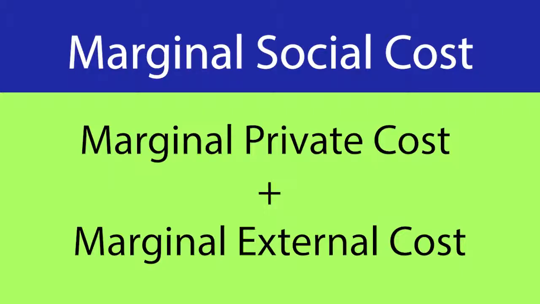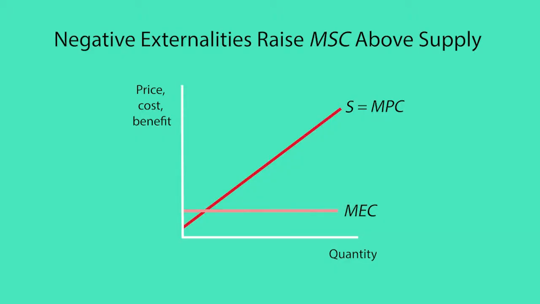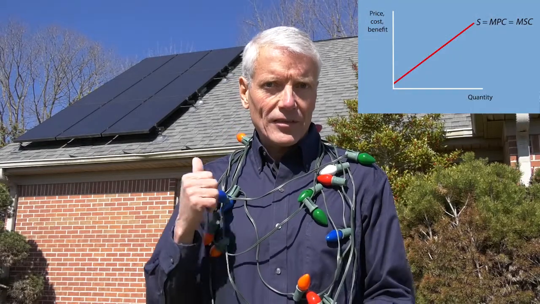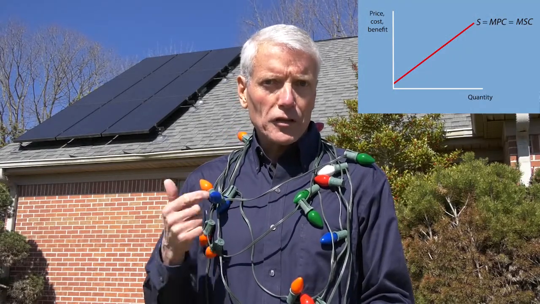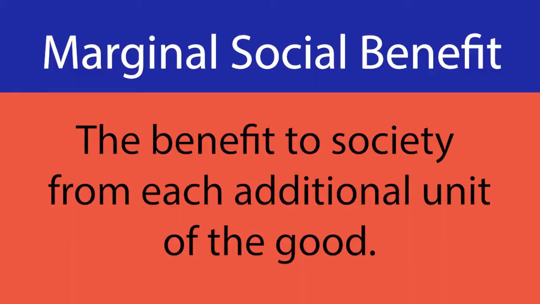Society as a whole pays the marginal social cost, which is the sum of the marginal private cost and the marginal external cost. The existence of the marginal external cost places the marginal social cost above the supply curve. In the absence of negative externalities, the supply curve, the marginal private cost curve, and the marginal social cost curve are all the same curve. For example, the electricity for these lights comes from those solar panels, so there's no marginal external cost to its generation. That means that a single curve represents the supply curve, the marginal private cost curve, and the marginal social cost curve. Now let's look at benefits.